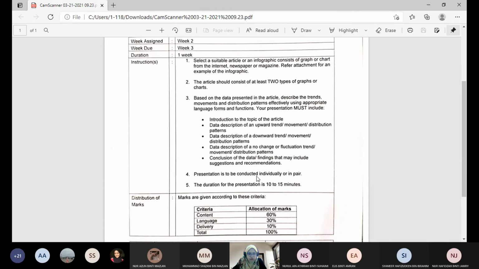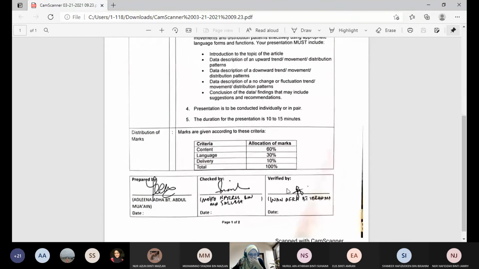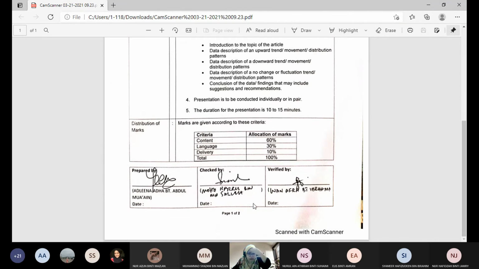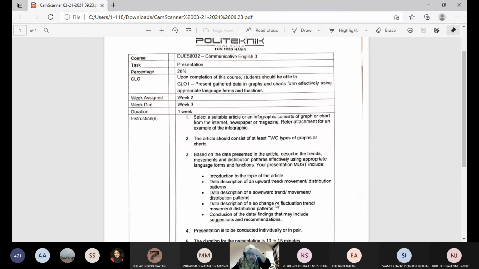Okay, presentation is to be conducted individually or in pair. The duration for the presentation is 10 to 50 minutes. So we will look into content. Tengok content paling banyak 6%, language 30%, delivery 10%. So total 100%.